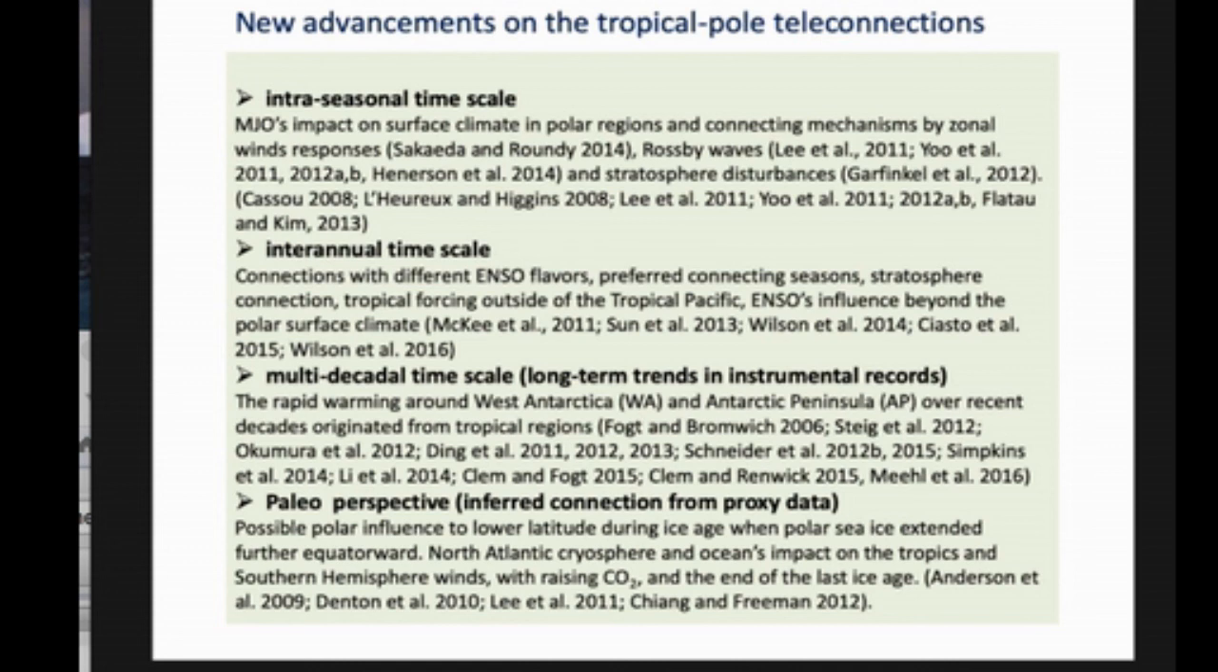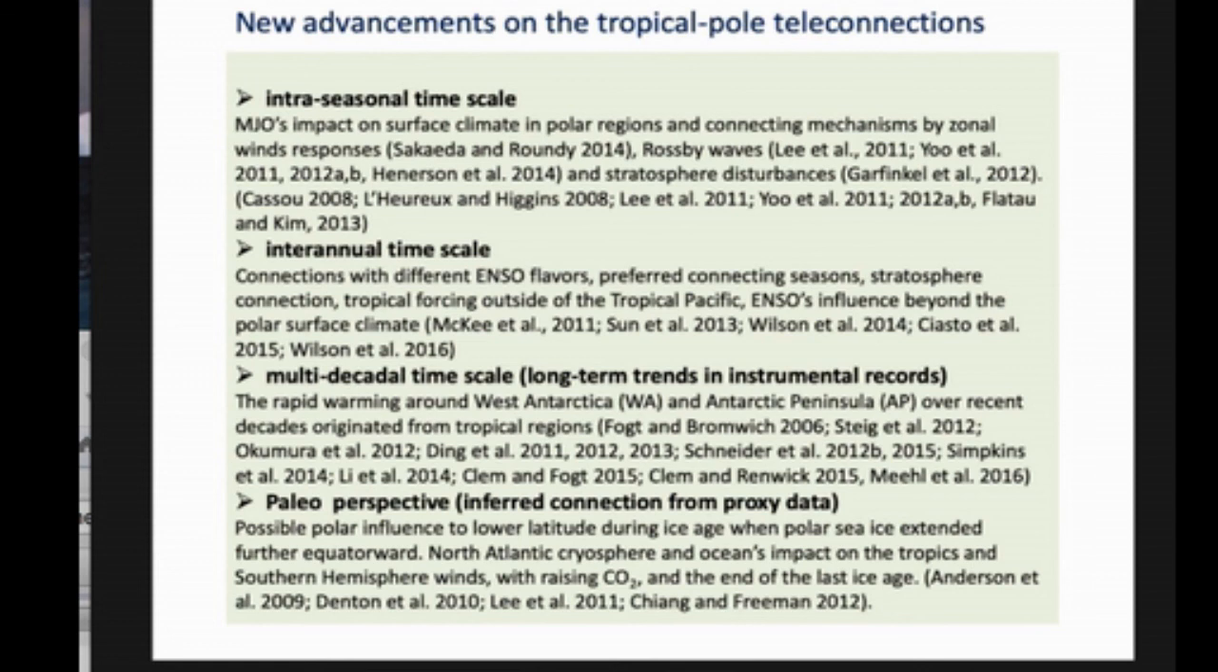And ENSO's influence does not stay at the surface. It goes beyond the surface. It can go to 3,000 to 4,000 meters below the surface in the deep ocean. So those are the new advances at the interannual timescale.